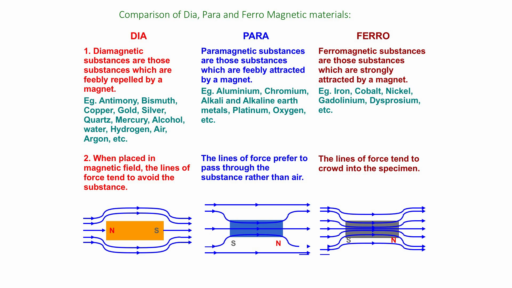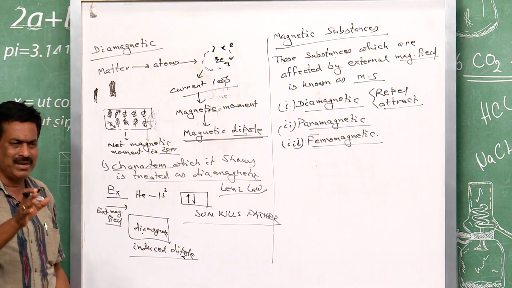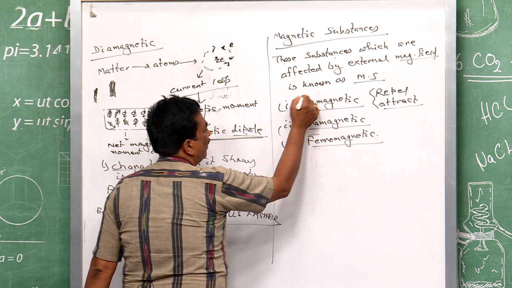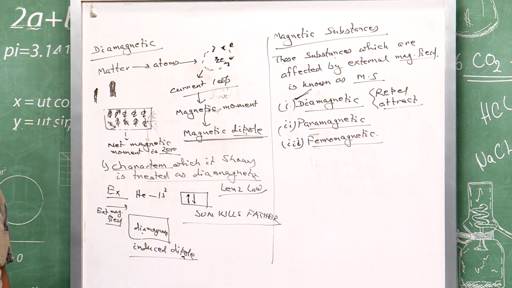Therefore, a diamagnetic substance is treated like this: when it is taken inside the magnetic field, the field which we have created, that substance has no dipole moment, but it is repelled. Why is it repelled? In most of the books it is written that these are the substances which are repelled by the magnetic field. This is the reason. So one of the main characters of diamagnetic substances is that they repel.